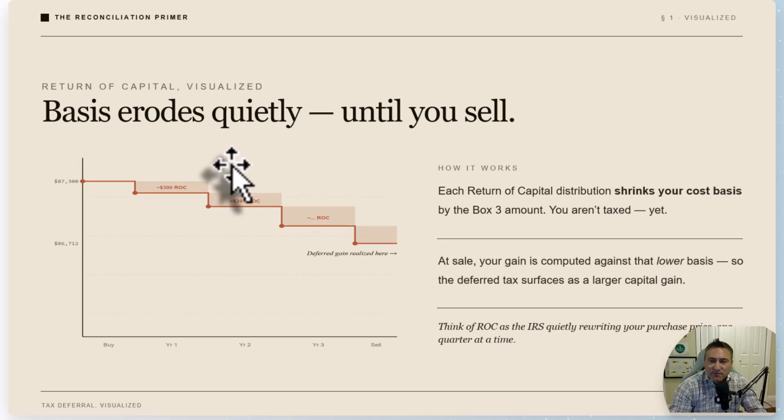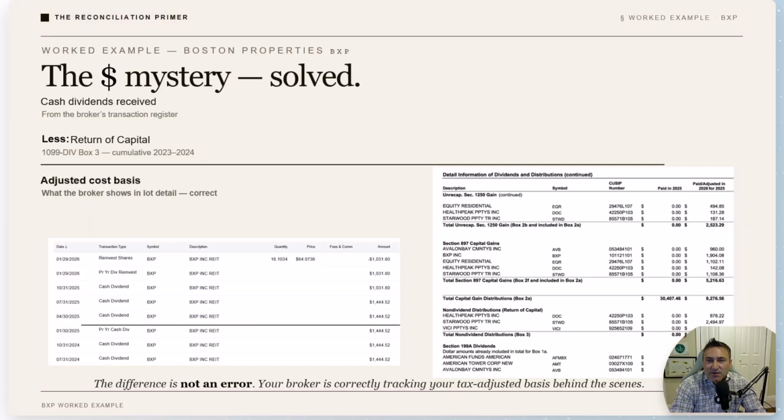When you do receive these returns of capital, it reduces your basis. So you're actually not paying tax on this now, but it does essentially defer the tax liability that you might have when and if you sell the security. And this is a visual showing if there's a return of capital, it lowers your basis. It just makes for a longer term capital gain.